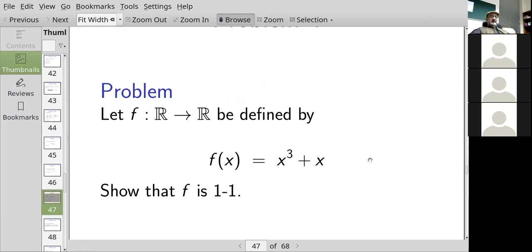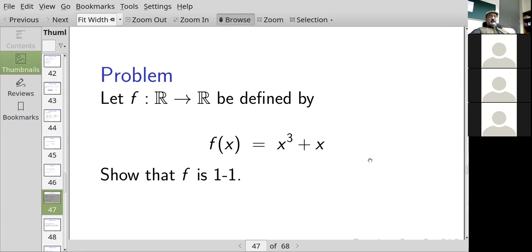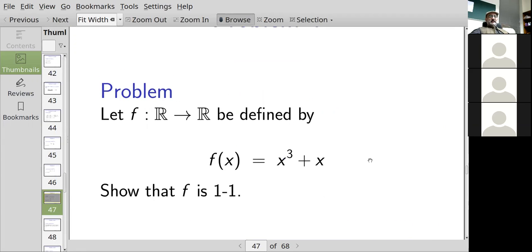Okay, let's not do this question exactly the way it is. Let's do another question, okay? I'll modify it. F sends reals to reals, and it's defined by f of x equals x cubed plus x. Show that f is an increasing function.